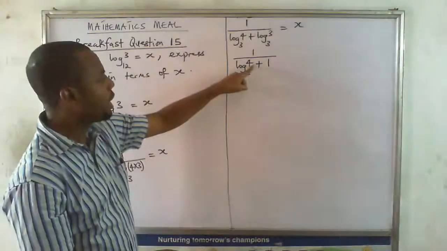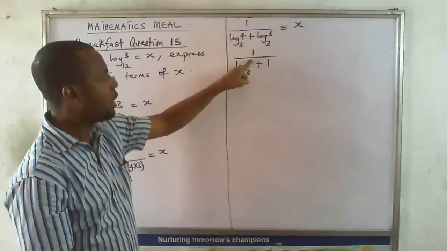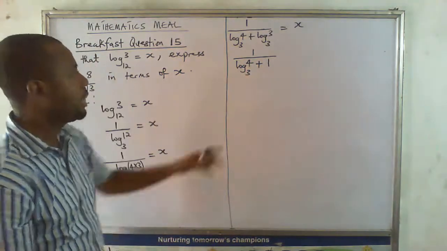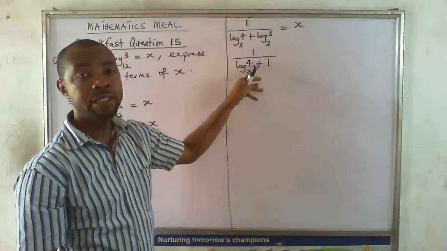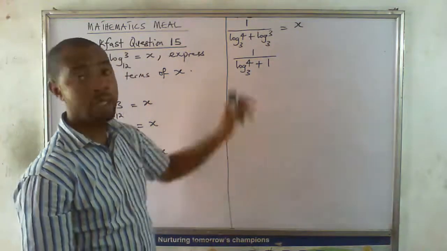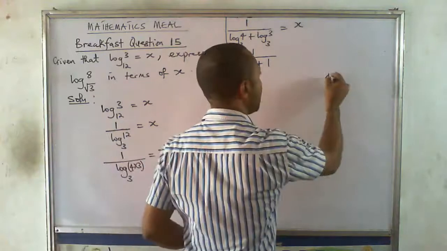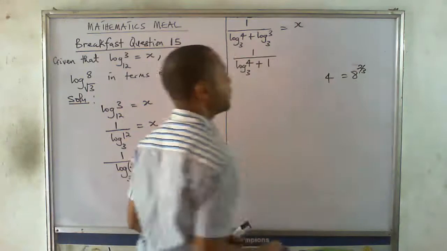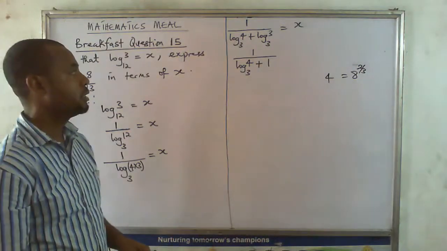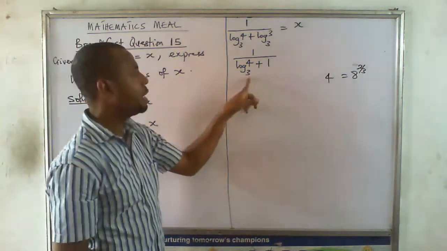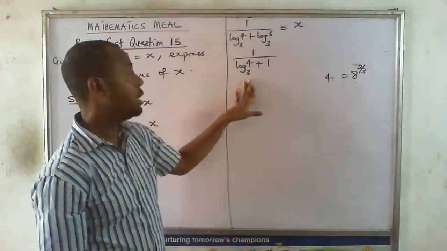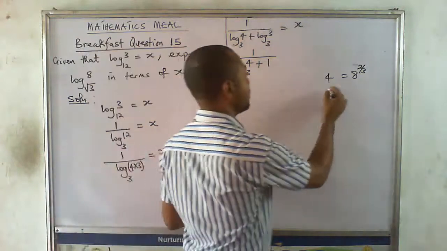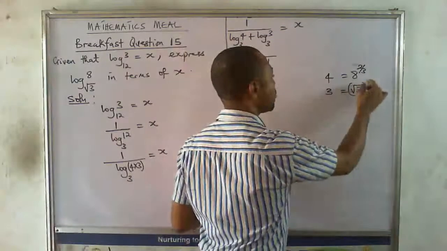Now my interest is how will I obtain 8 here and then insert a square root here? That should be my interest. Let's look at how I can form 8 from 4. I know that 4 is the same thing as 8 raised to power 2 over 3. Then how will I form the square root of 3 from 3? I know that 3 also is square root of 3 all squared.